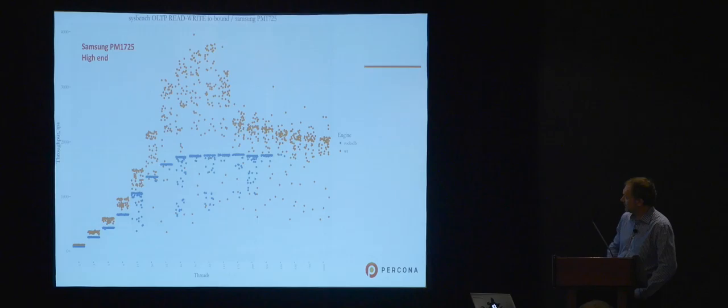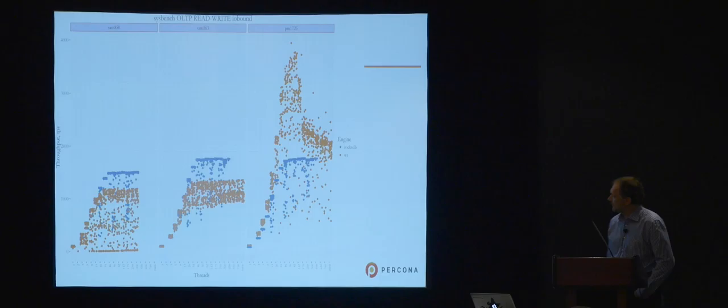And if you put all storages together from lower end to higher end, again it seems that for WiredTiger better storage will be beneficial, while RocksDB performs about equally for the 863 and 1725. So that's a storage characteristic, something to have in mind when you design for WiredTiger.